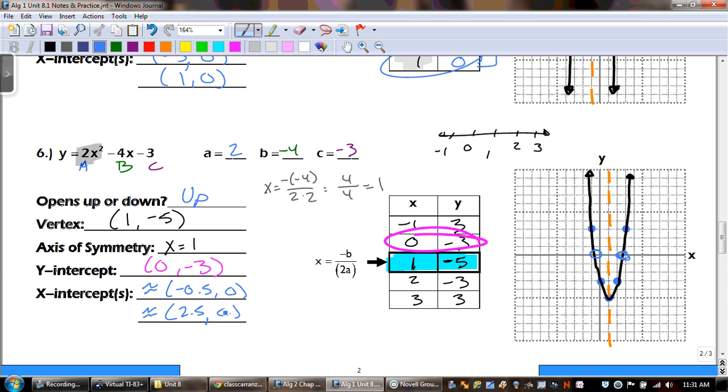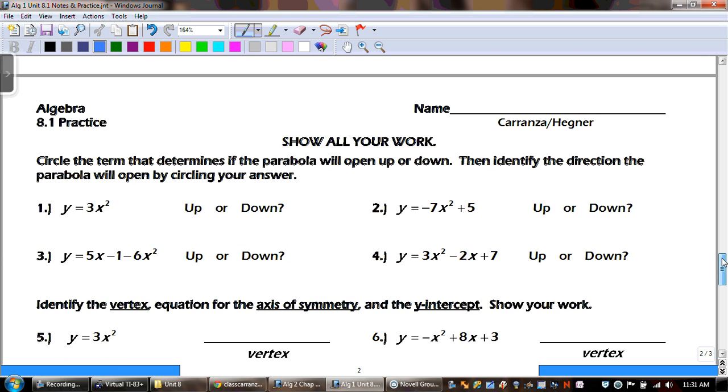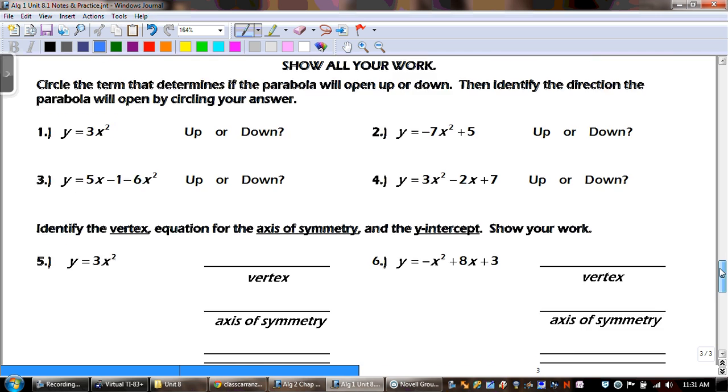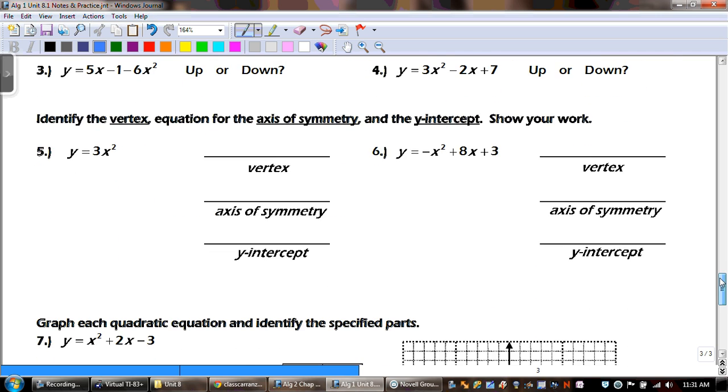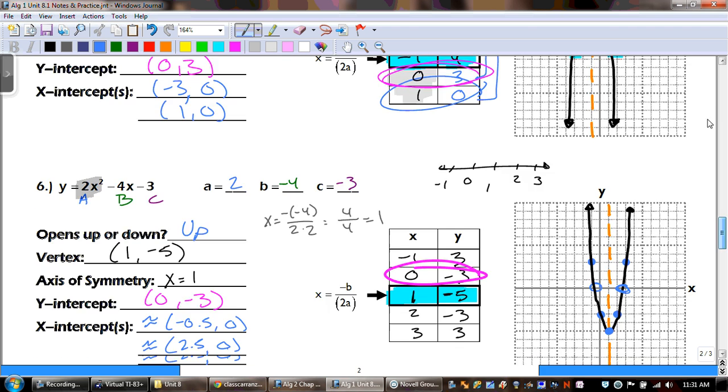Okay, guys, I know this was a lot to cover and it's really new information, so if you need help, please come find Ms. Carranza or myself. We would love to help you out. Otherwise, your homework is the 8.1 practice, which is right here. So you're checking to see if things are up and down, you're finding the vertex, axis of symmetry, y-intercepts, and then you're graphing too. Okay?